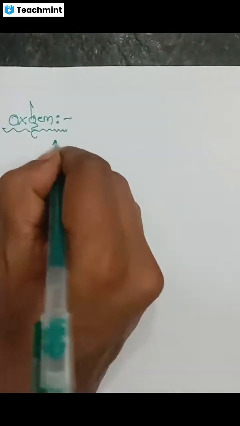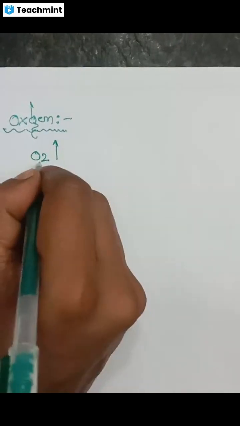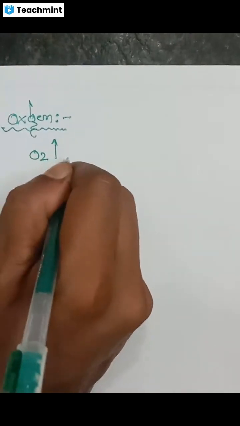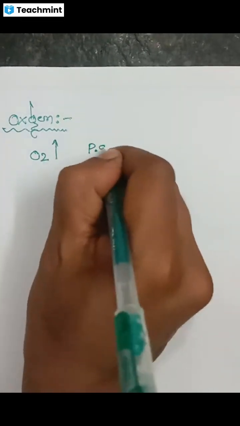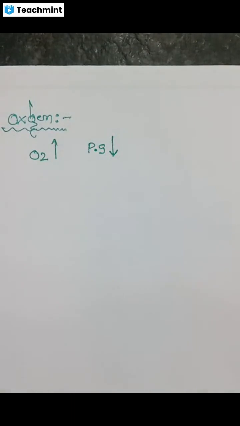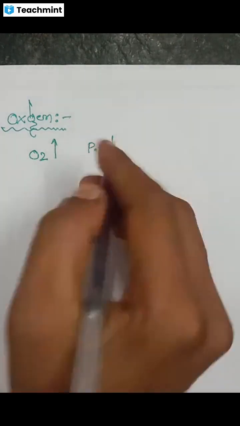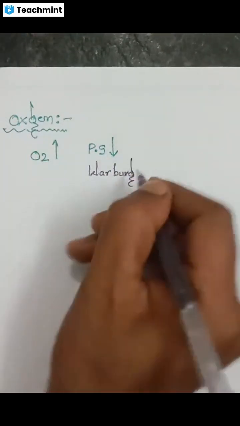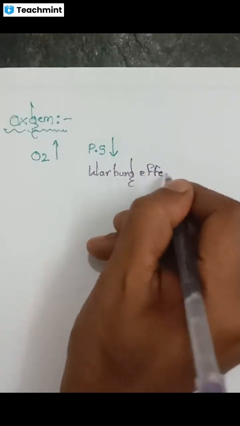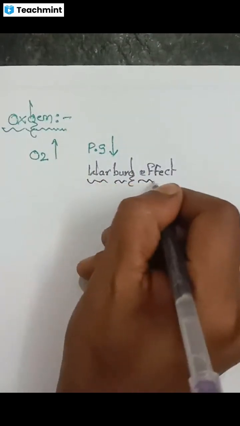When the concentration of oxygen is increased, the rate of photosynthesis is decreased. This is called the Warburg effect. It is one of the most important points. It was first discovered by Warburg, hence it is called the Warburg effect.